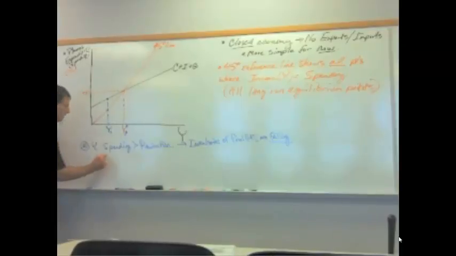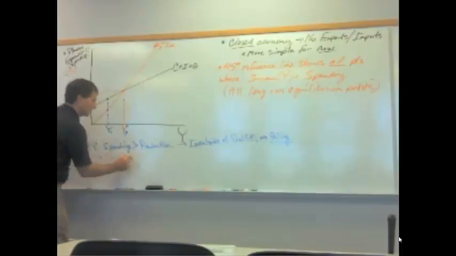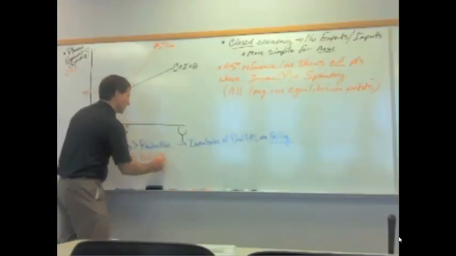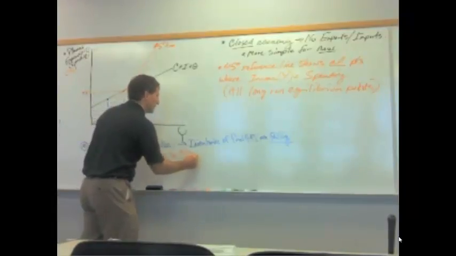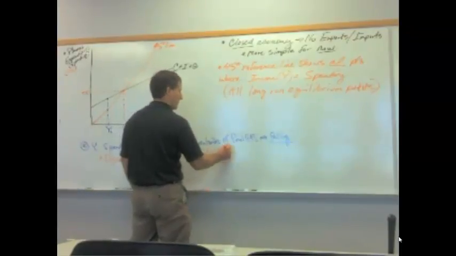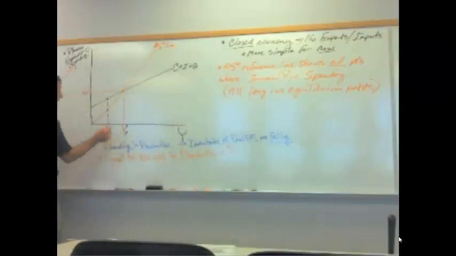This is then a signal. Inventories are now a signal to businesses to increase production. So that's going to move us this way. Over this whole wedge over here, inventory is falling.